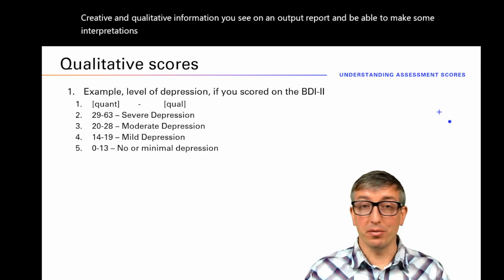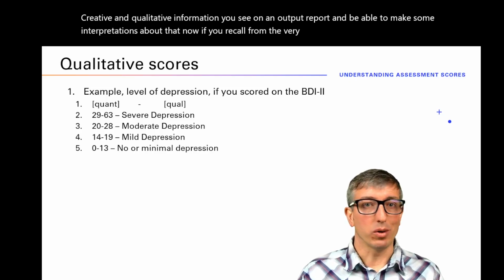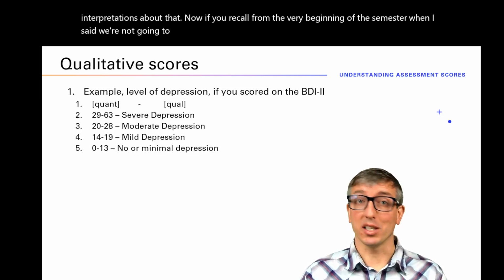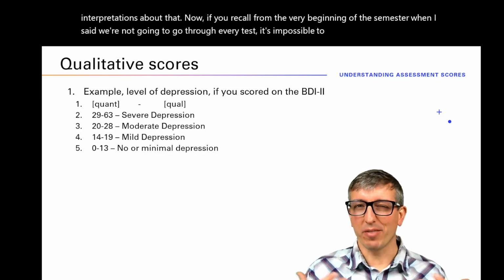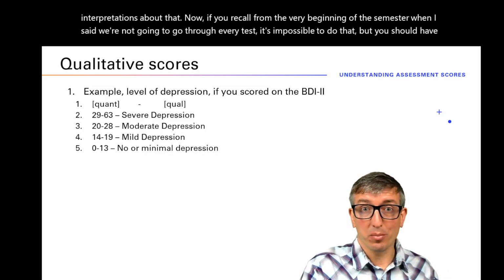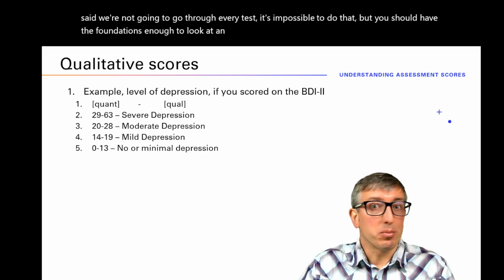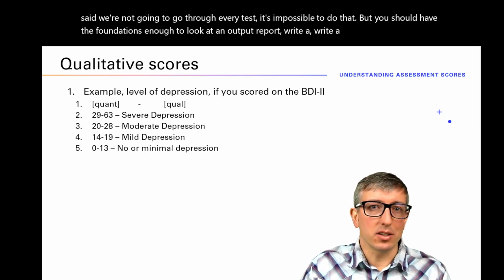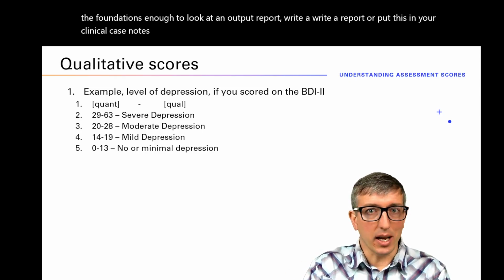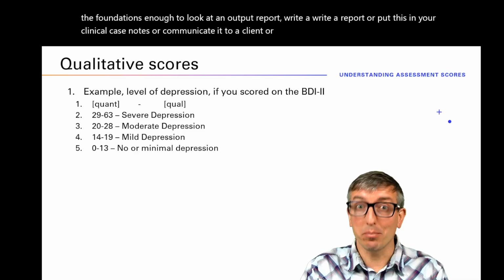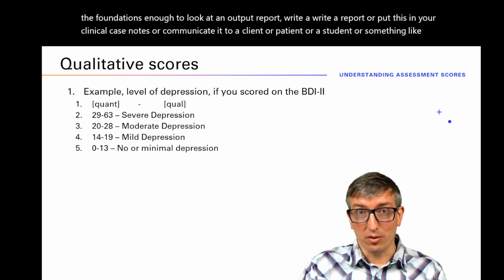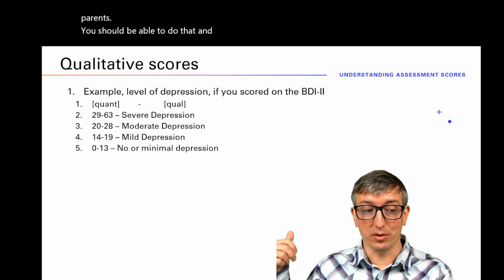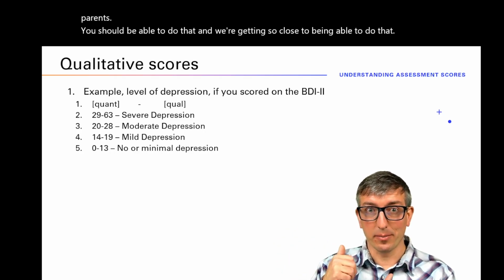Now, if you recall from the very beginning of the semester when I said we're not going to go through every test, it's impossible to do that, but you should have the foundations enough to look at an output report, write a report, or put this in your clinical case notes, or communicate it to a client or patient or a student or something like that, parents. You should be able to do that, and we're getting so close to being able to do that with this information that we have here, okay?